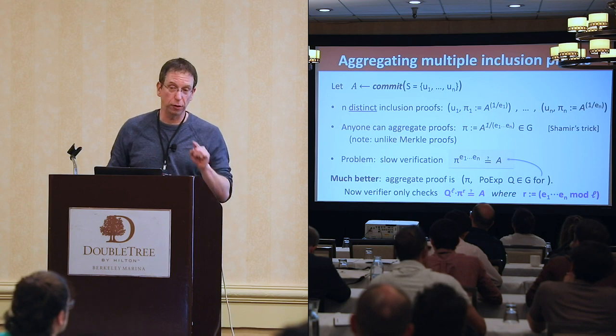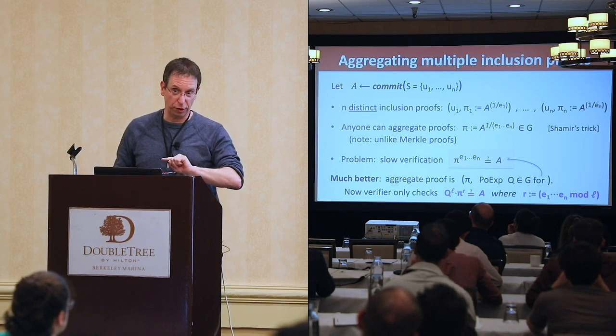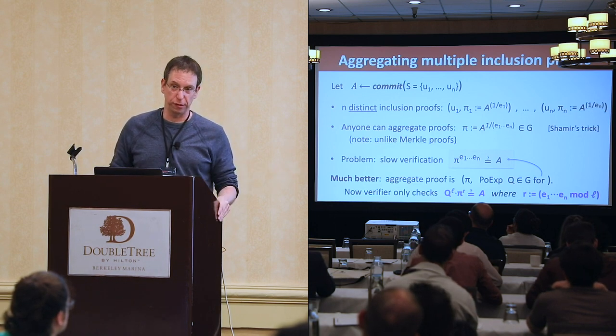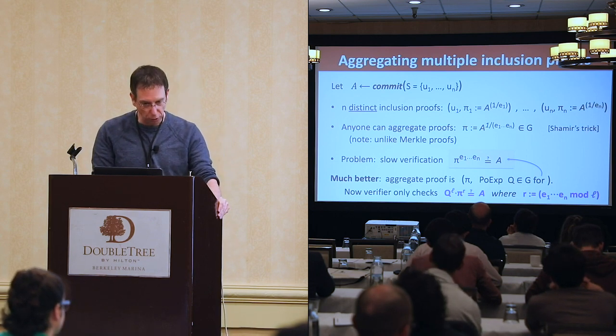This is, by the way, why accumulators are secure in Zn star. This is not secure in Zn star. You have to quotient out by plus minus one. Otherwise, this is insecure. Yeah. It's a little subtle. Okay, fantastic.